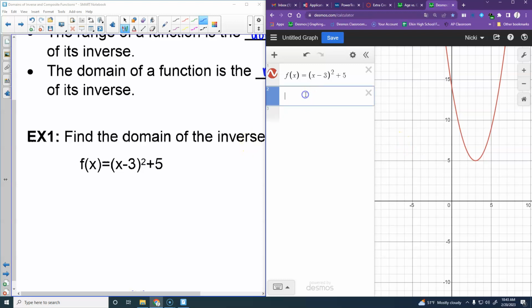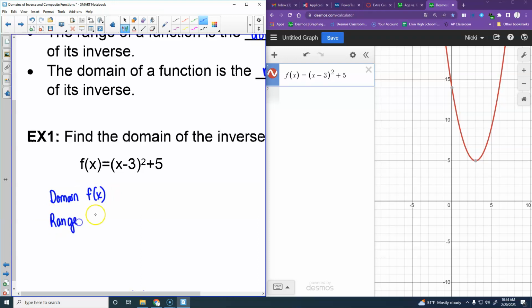Because it's really easy on Desmos for me to just do x equals (y minus 3) squared plus 5. Switch my x and y's. There's my inverse. I could think about domain and range, which is a good tool to use. I'm not saying that we don't want to think about that, but I want you to be able to think about it in several different ways. So if I'm looking at this graph without doing anything to it, we're looking at the domain of f of x and the range of f of x.